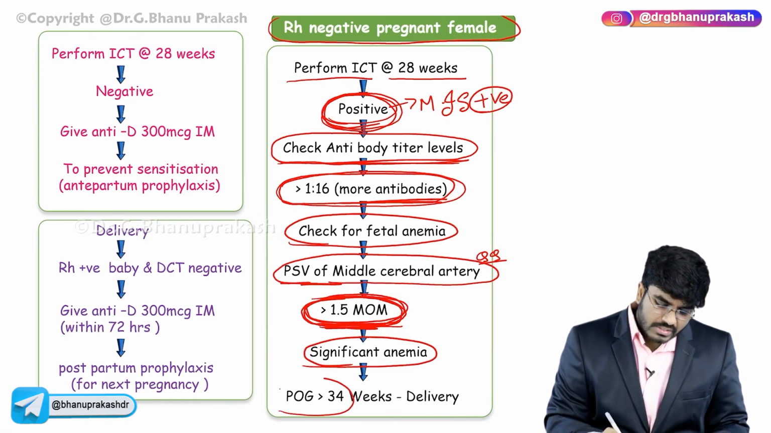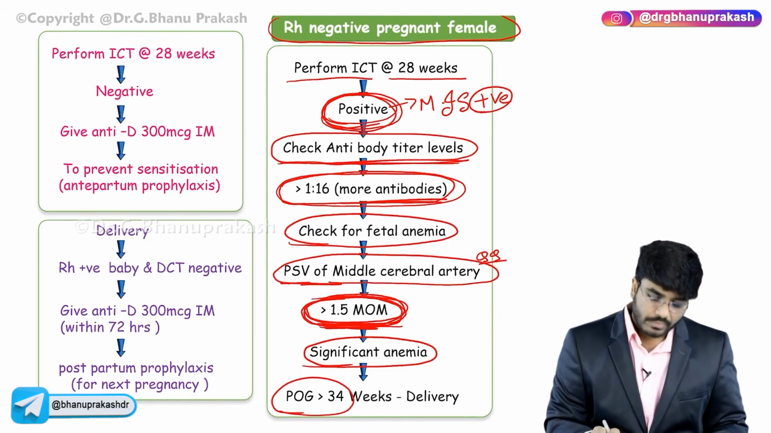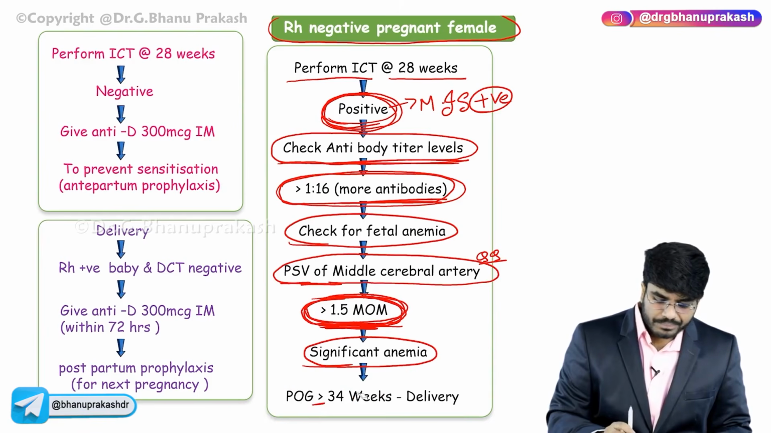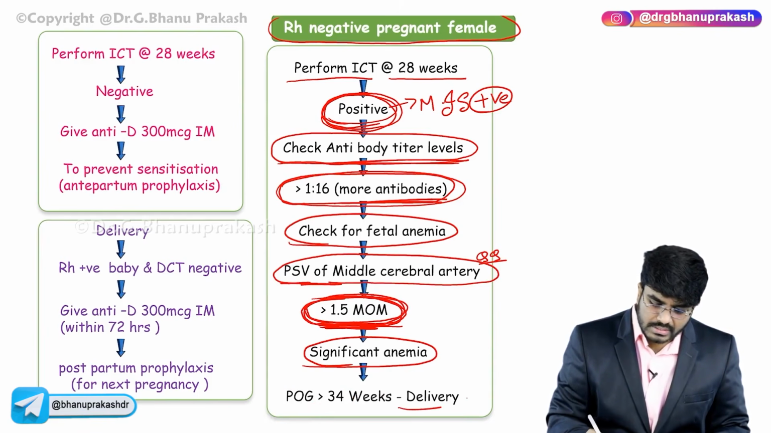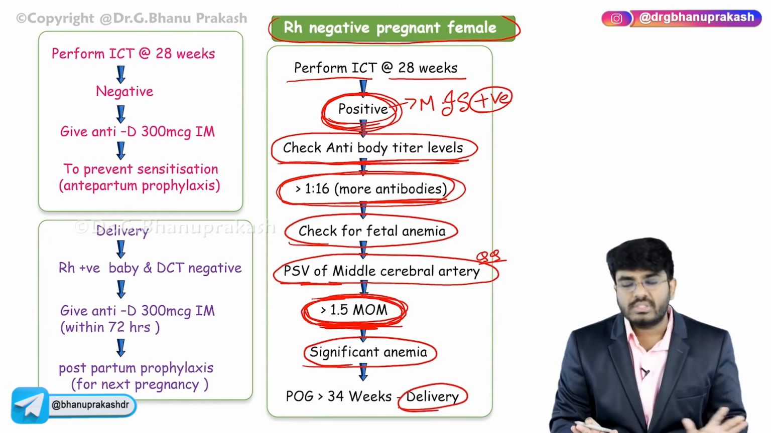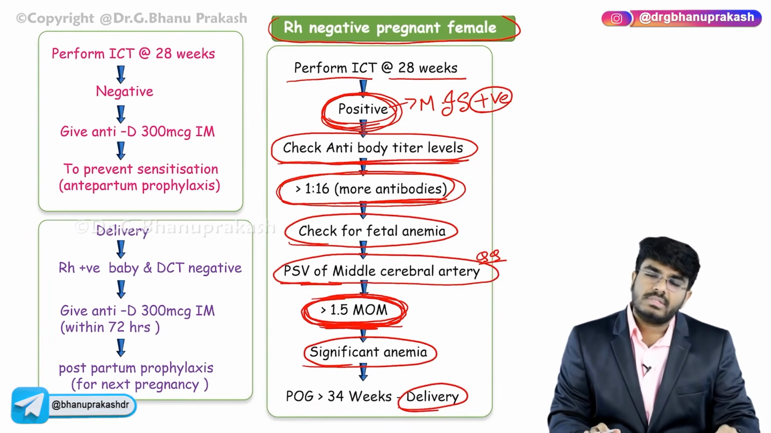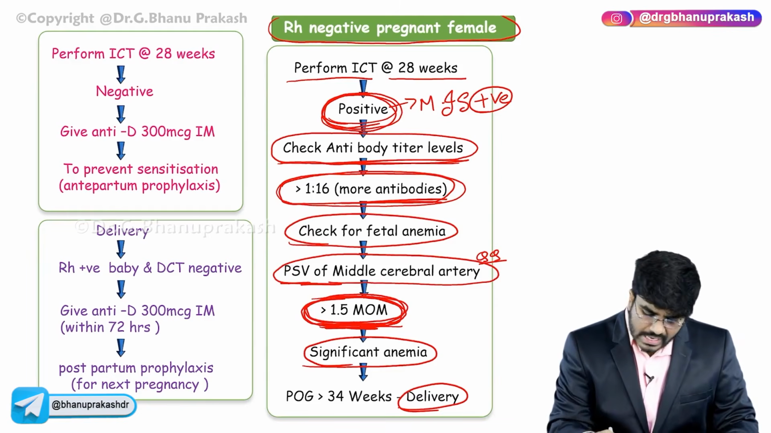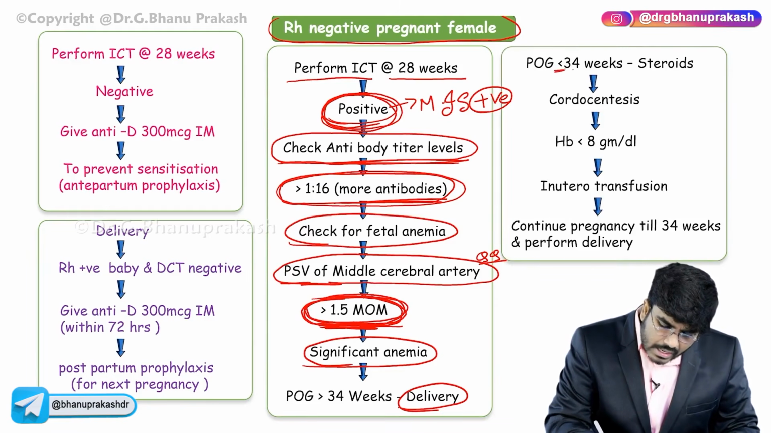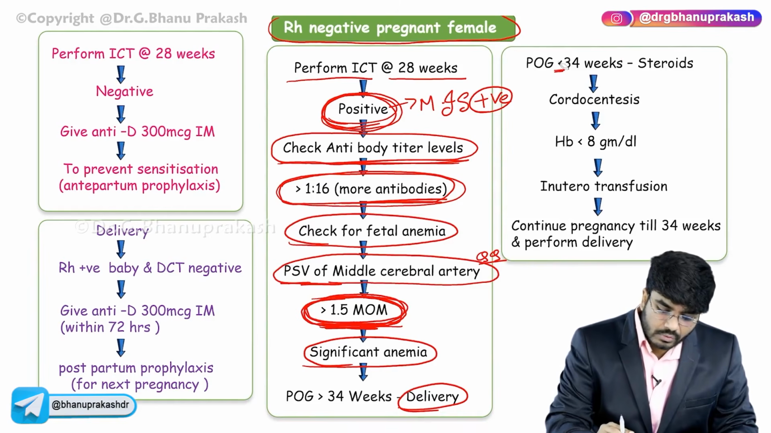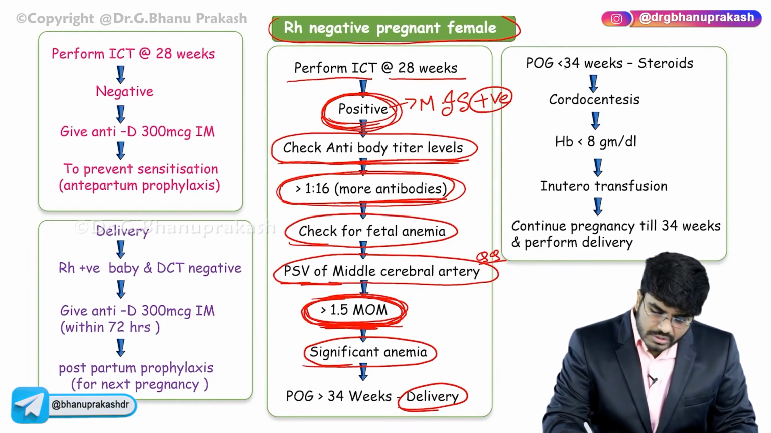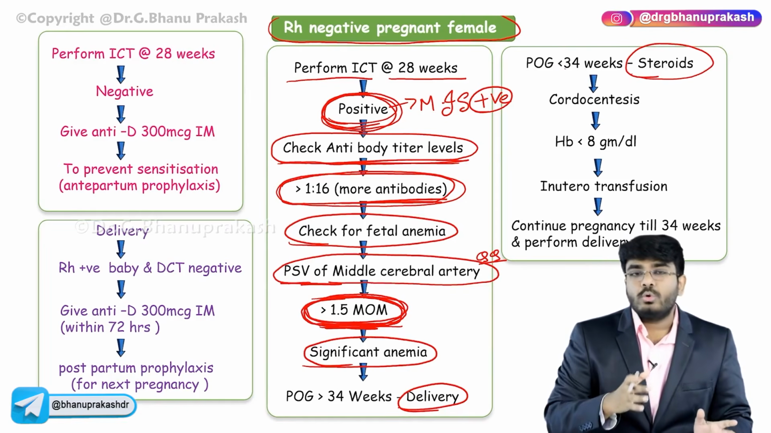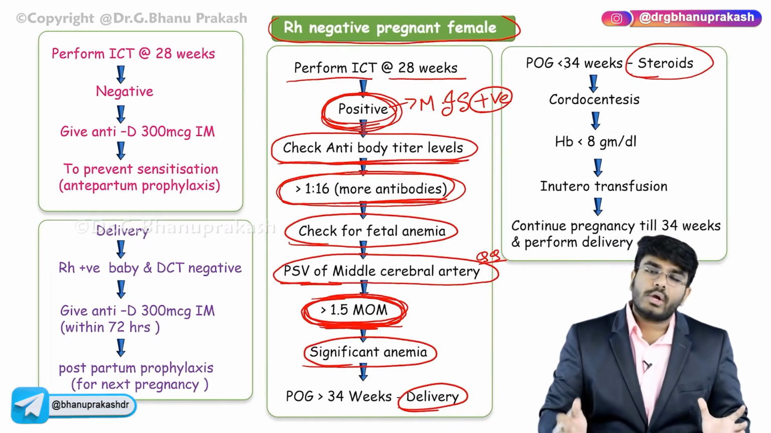See, if the period of gestation is more than 34 weeks, fetal lungs are already matured. Okay, more than or equal to 34 weeks, we know that fetal lungs are matured. So what you can do is deliver the baby. The problem comes when the period of gestation is less than 34 weeks. What can we give? Give the steroids to the baby, and try to continue the pregnancy. Why? Because fetal lungs are not yet matured.